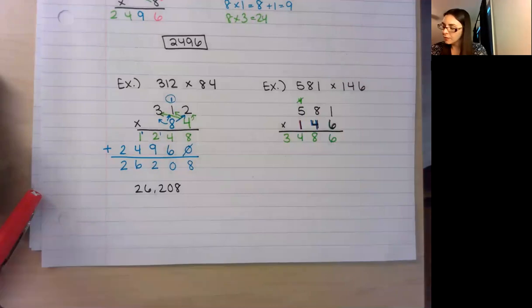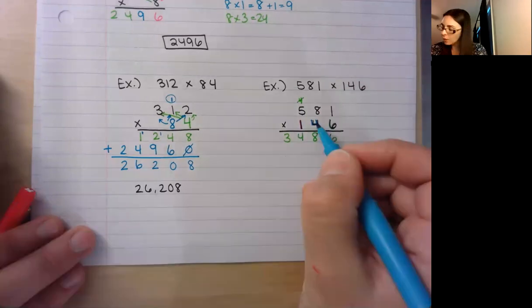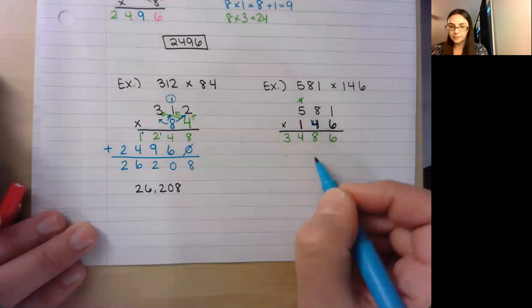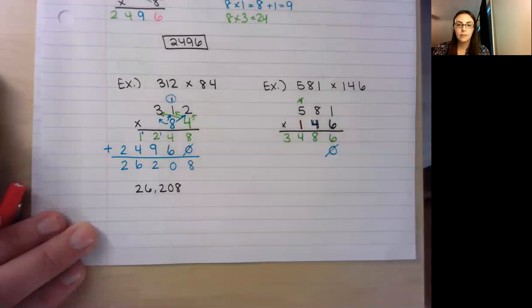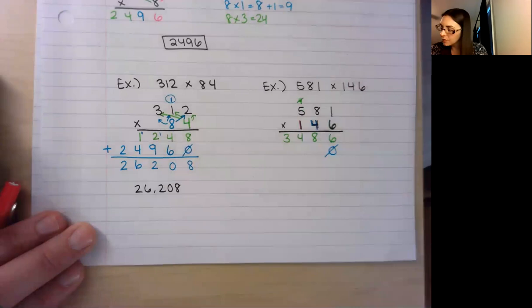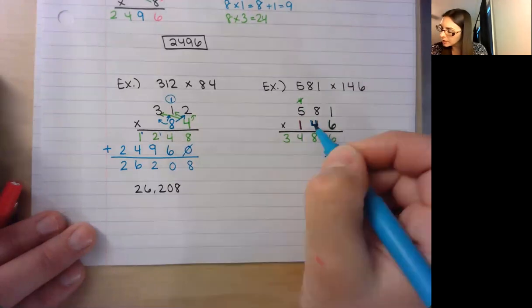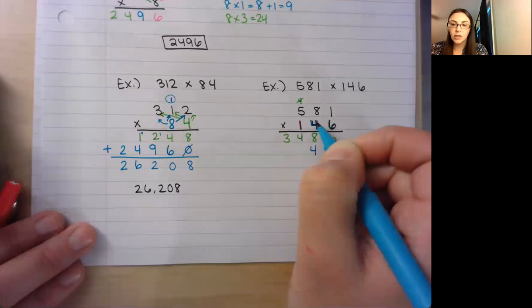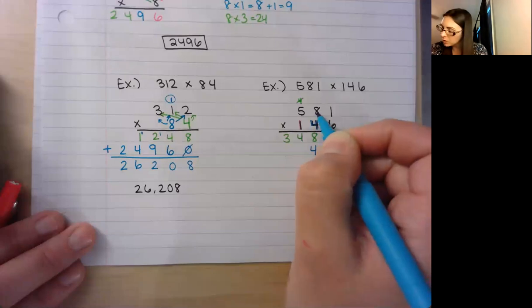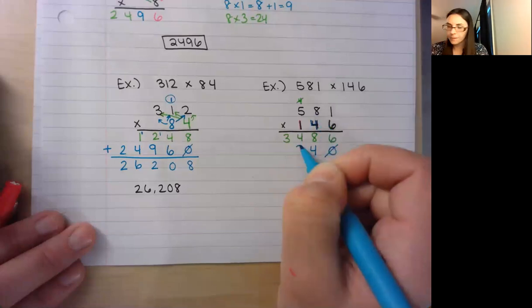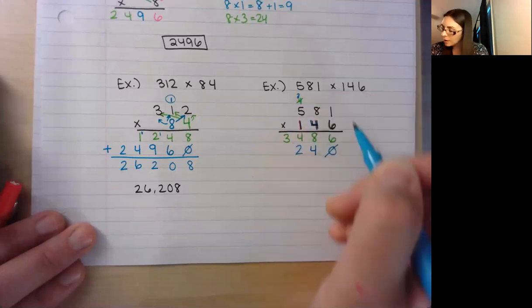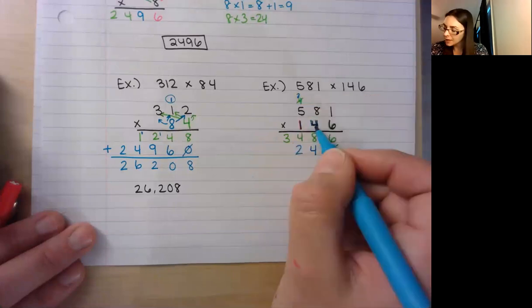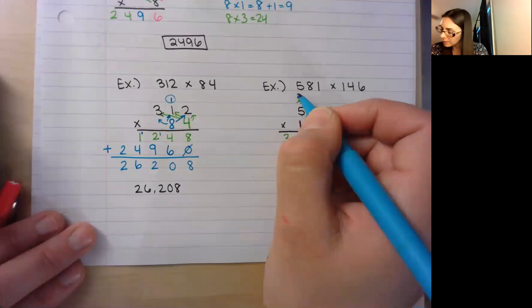Now I'm ready to start the 4, so I need to line up under the 4. So I'm going to put a placeholder, and now I start just the 4. 4 times 1 is 4. 4 times 8 is 32. So I put the 2 and I carry the 3. 4 times 5 is 20, plus the 3 is 23.